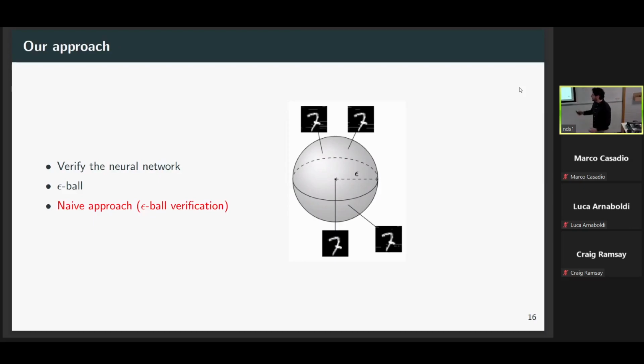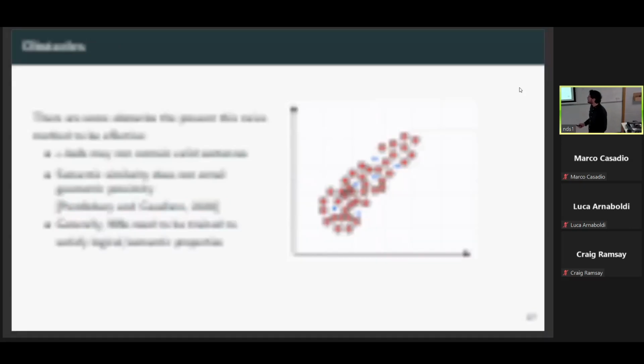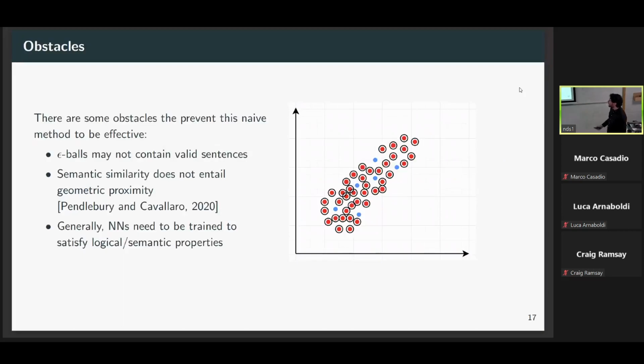And we can use this naive approach in NLP. Naive in NLP here. And that's what we initially did. However, there are some obstacles to that. Mainly 3, we can say.